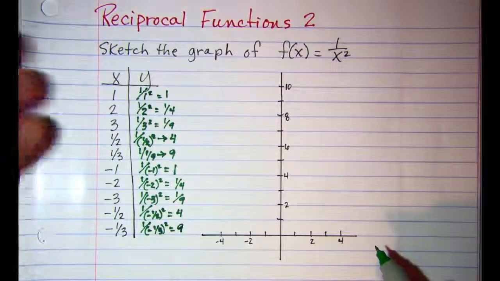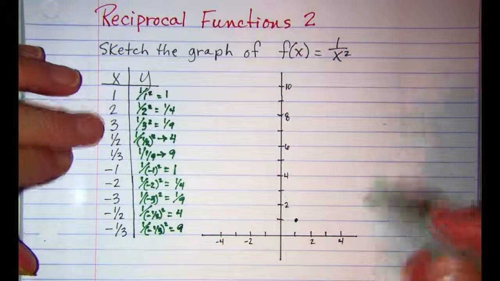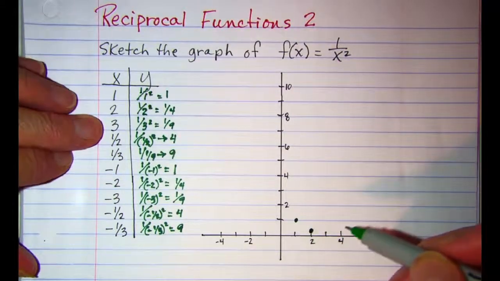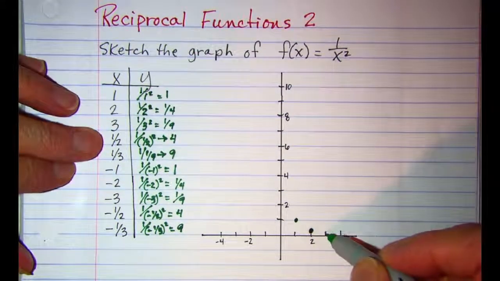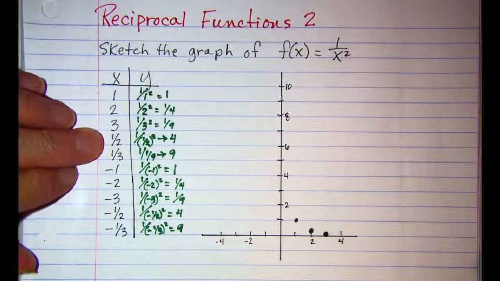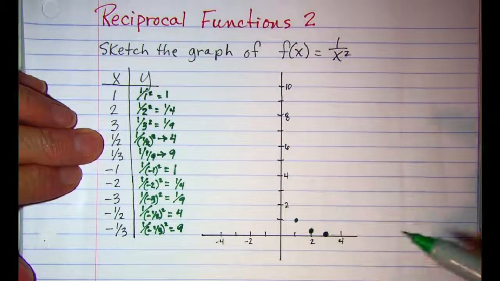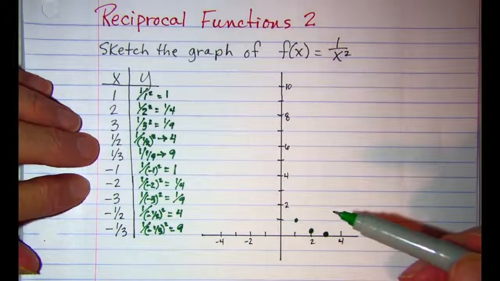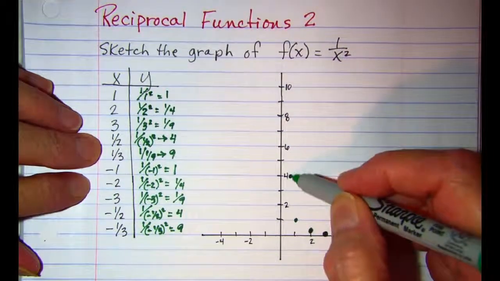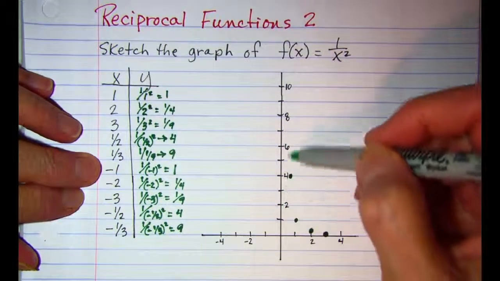Now let's plot these points. When x is 1, y is 1. When x is 2, y is 1/4. When x is 3, y is 1/9. So we're getting close to the axis very quickly, but we'll never be able to cross that. When x is 1/2, y is 4. When x is 1/3, y is 9.